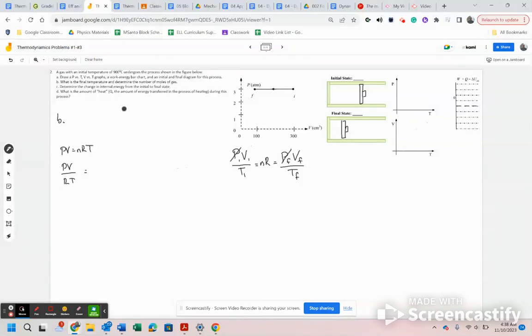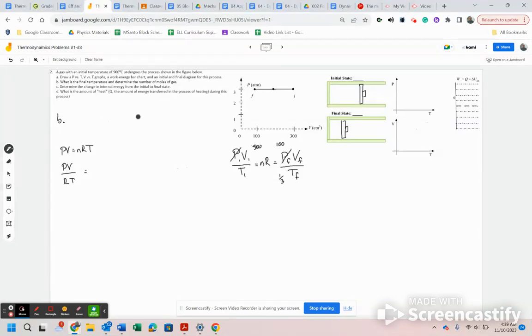All right, so we have a gas with initial temperature of 900 degrees Celsius, which undergoes the process shown in the figure below. We see that the pressure here remains constant while the volume decreases by a factor of 3. So if the volume goes from 300 to 100, whatever the temperature is, it will drop by a factor of 1/3 of the original temperature.